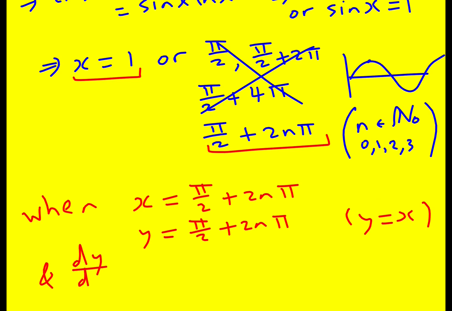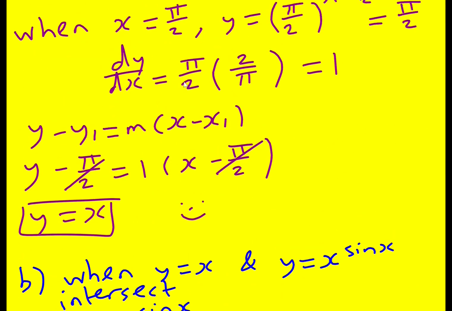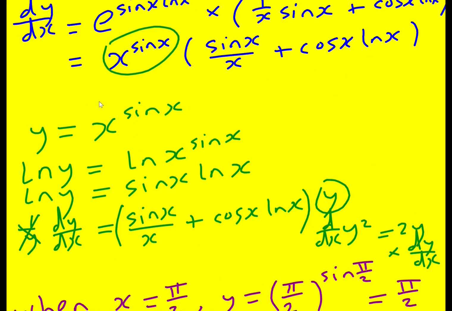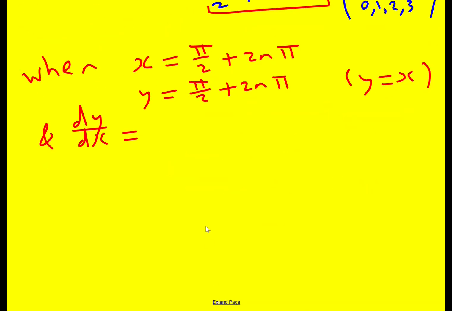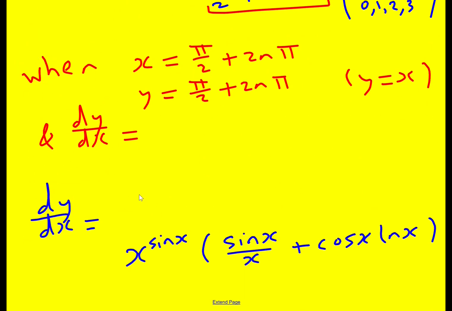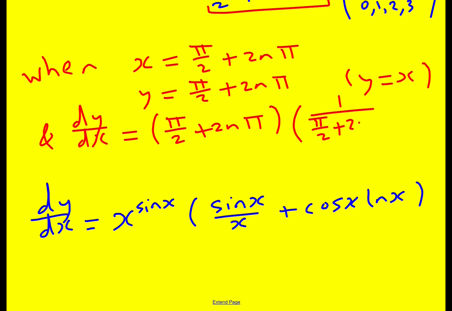And furthermore, dy by dx will equal, remember this is the gradient of x to the power of sine x. And if I go back up here, basically we want to show that the gradients are also the same. Then it must be a tangent. So it's going to equal pi over 2 plus 2n pi to the power of 1, so I can just ignore that. And then sine x again is going to be 1. And then I'm going to divide by x. And then crucially, this term is 0. So I will get 1.